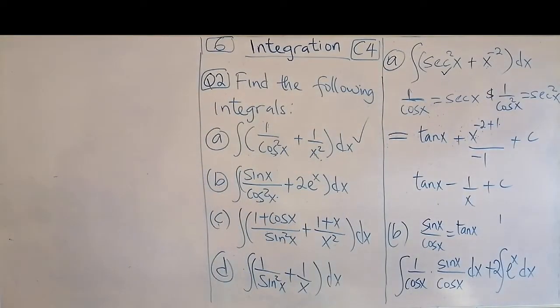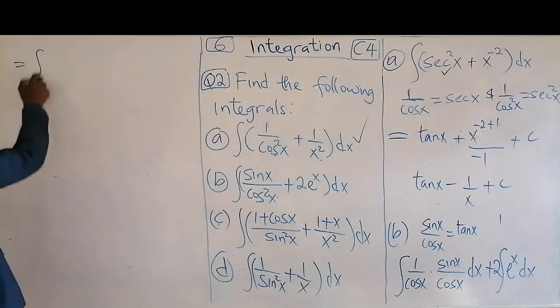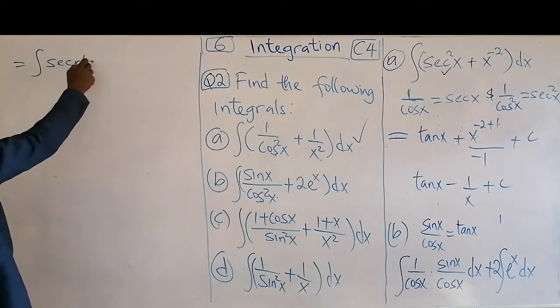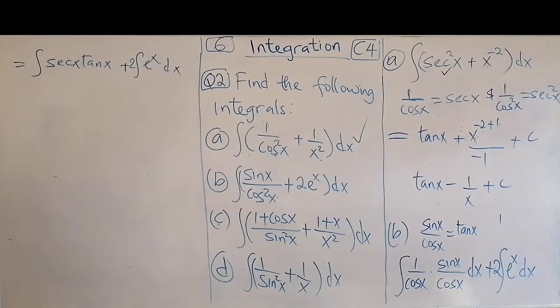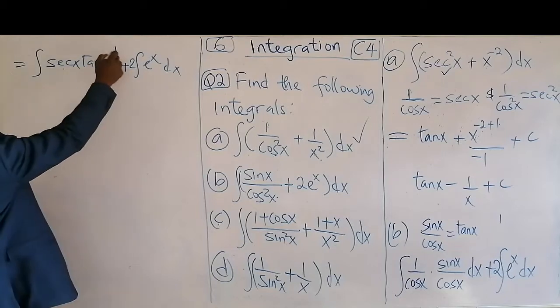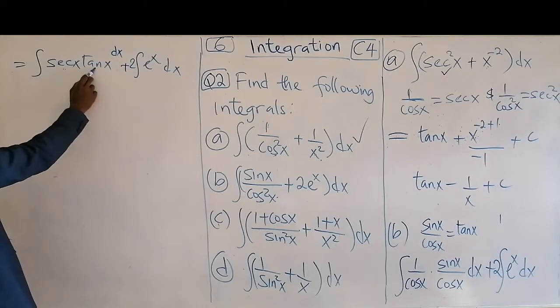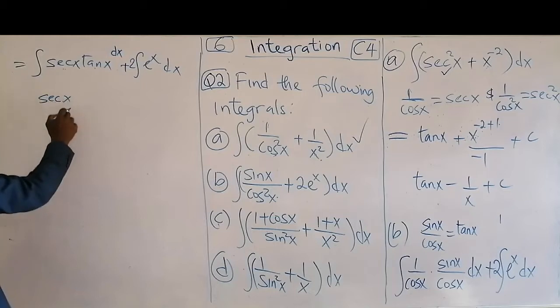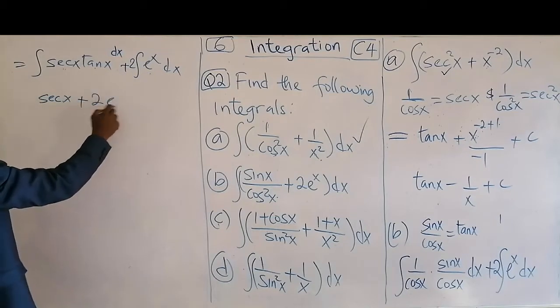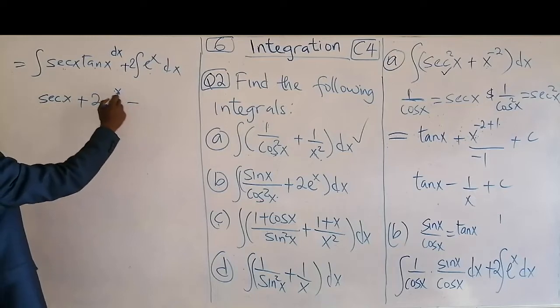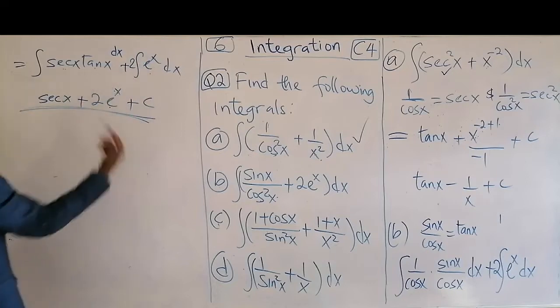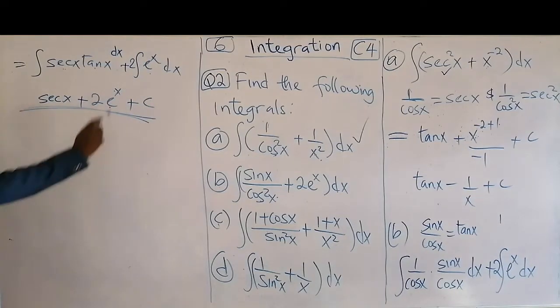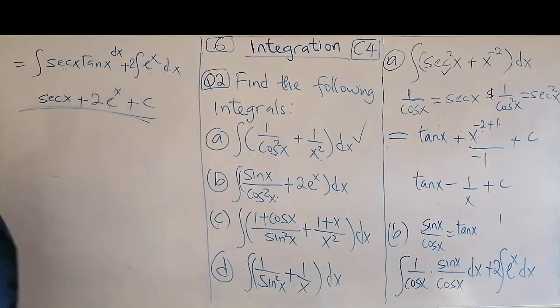So that will give us the integral of sec x tan x dx, plus the integral of 2 e to the power x dx. The integral of sec x tan x is sec x, and this one will give us plus 2 e to the power x plus c. So anytime you integrate exponential to the power x, it will give you back the same function. But there is an exception to that, and when I get there, I'll explain that to you. Okay? The c part.